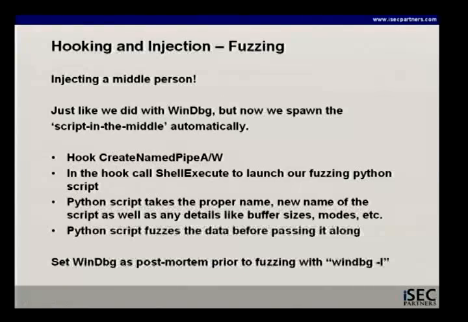So, injecting a middle person. Now that we've injected a spy, we can think about injecting a script in the middle. The script in the middle is going to do something like hook the creation of the IPC mechanism and launch a fuzzer and move data back and forth.